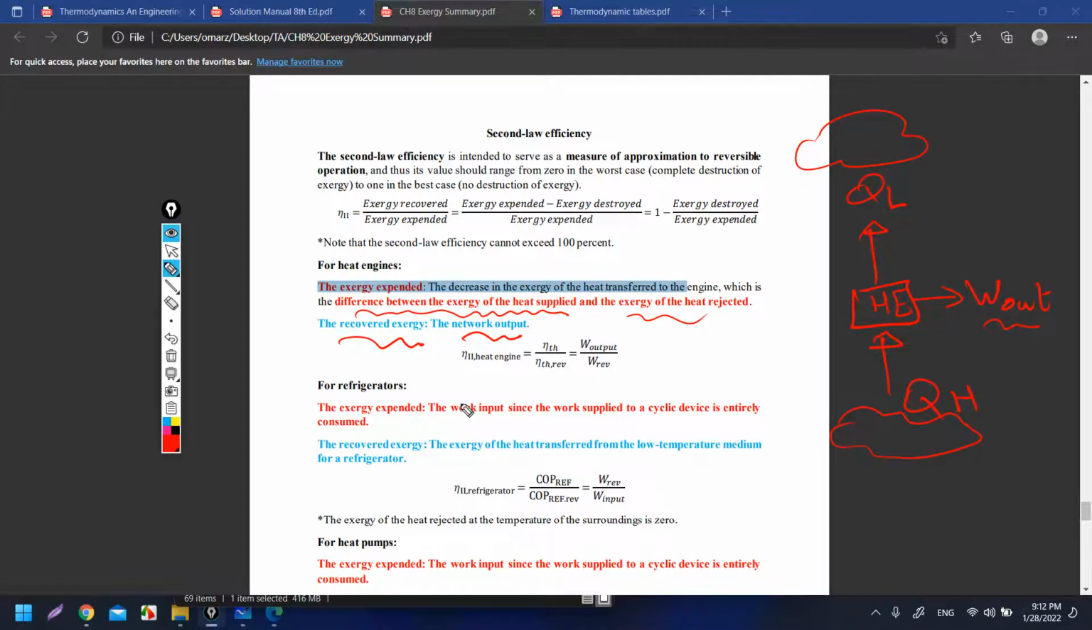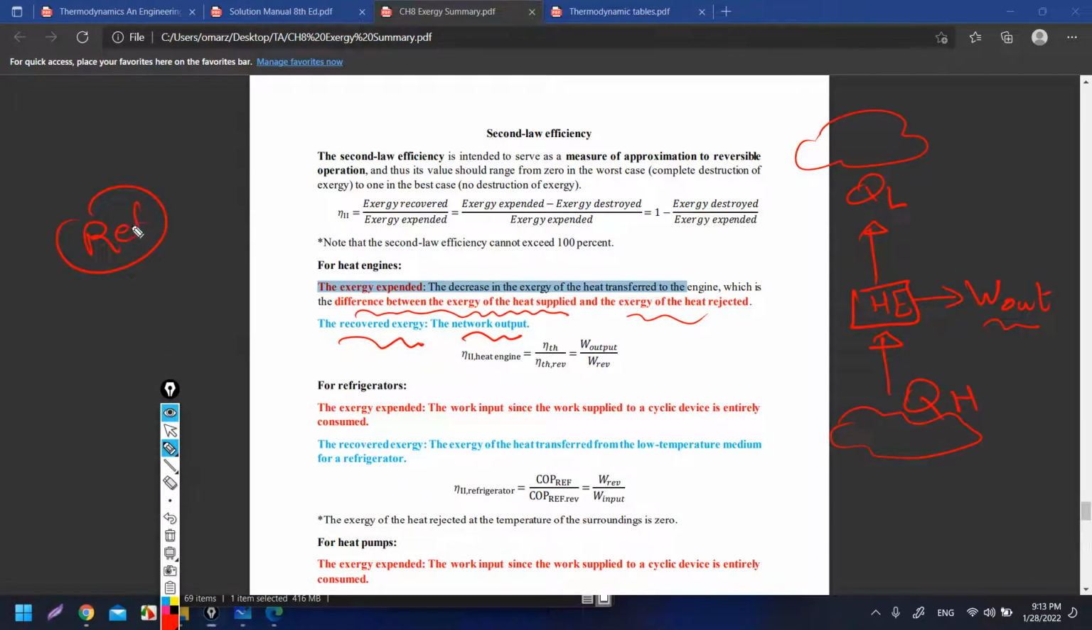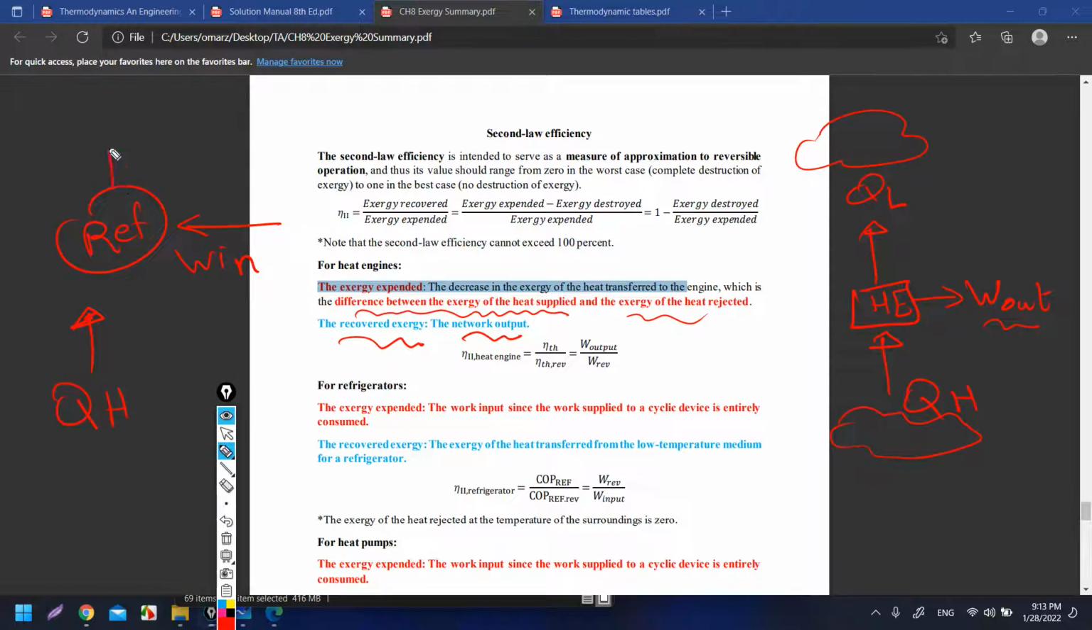Okay, for refrigerators it is the opposite. For refrigerators you take input work. If you draw a refrigerator here, you take work in, and this one is QH, I think, and you produce QL. What is the benefit of a refrigerator, what is the job of a refrigerator? It is to cool the medium, to cool the room, to cool the food. So the benefit is QL. So the recovered exergy is the exergy of the heat transfer from the low temperature medium for a refrigerator. I don't think that I wrote it right. Maybe that's QL and that is QH.